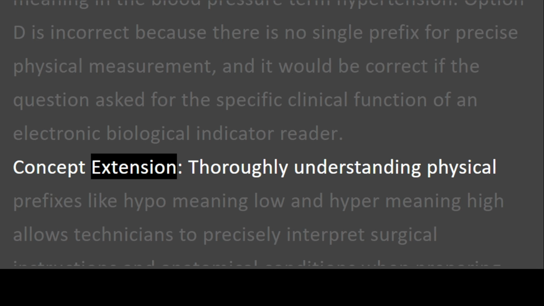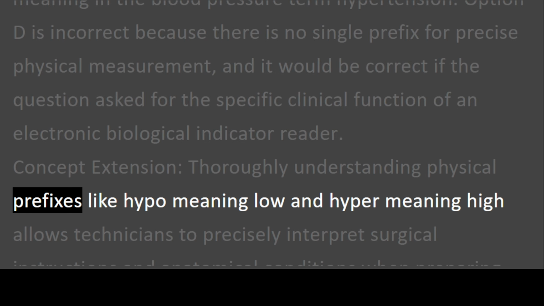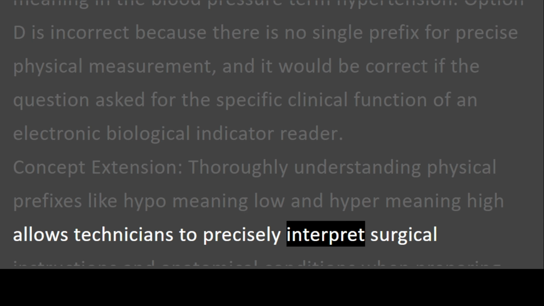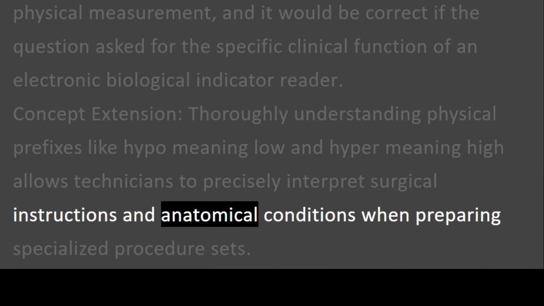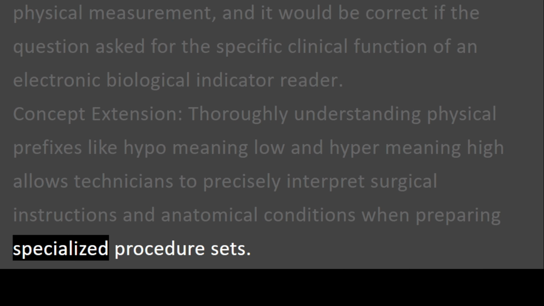Concept extension. Thoroughly understanding physical prefixes like hypo meaning low and hyper meaning high allows technicians to precisely interpret surgical instructions and anatomical conditions when preparing specialized procedure sets.